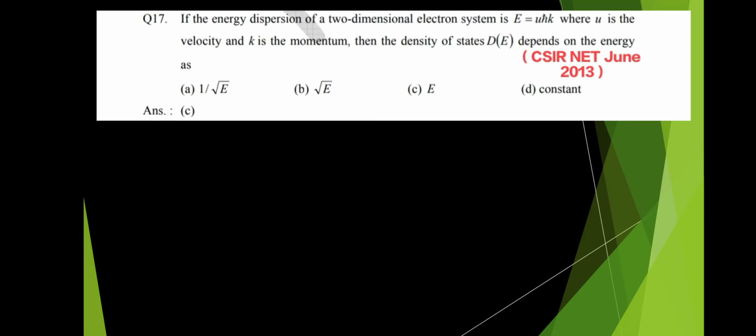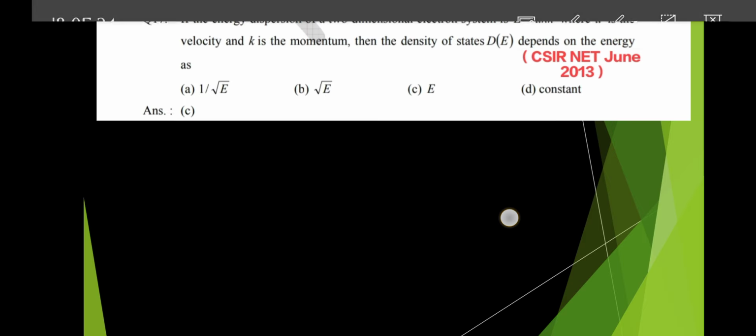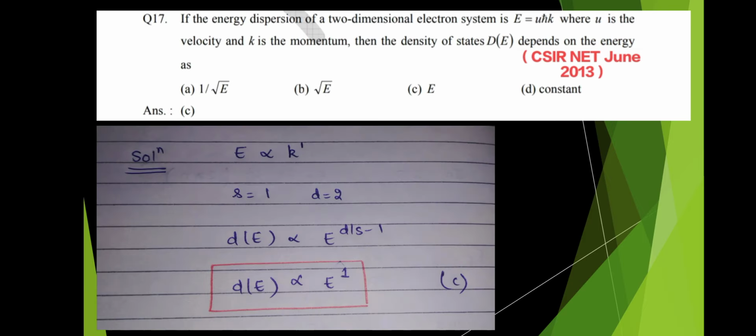So now in this question, they have asked you about the energy dispersion relation of a two-dimensional electron system, and E is equal to v h bar k. So S is equal to 1 and D is equal to 2. So density of states depends upon energy. So just plugging the values, this is the same as the earlier question.